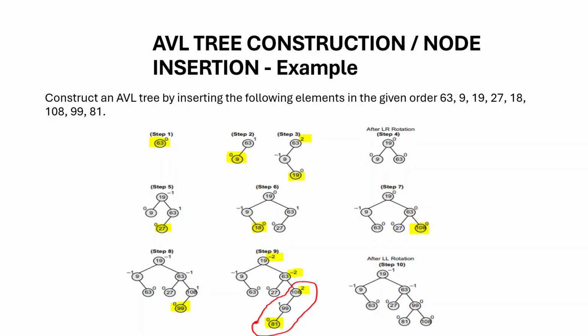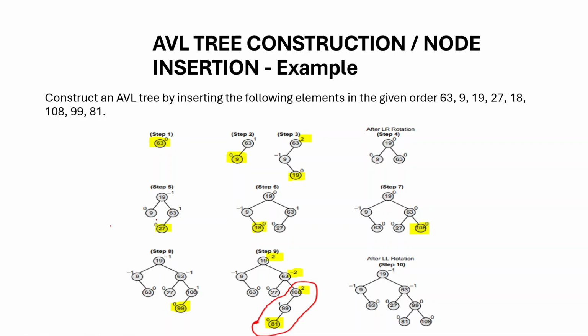So now what do we do over here? Which rotation will we perform? Left right rotation will be performed. So at first it is a two steps rotation. So 19 goes up and 9 comes down, and then I'll pull a ring and then I'll pull it through. So 63, 19 and 9. After left right rotation. Okay.